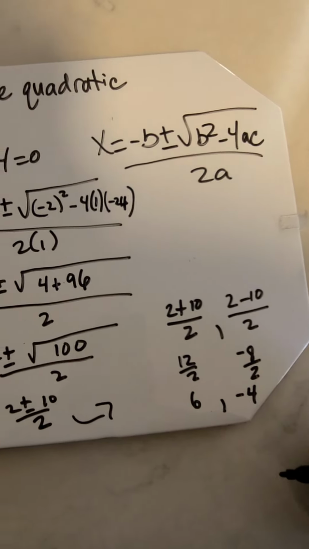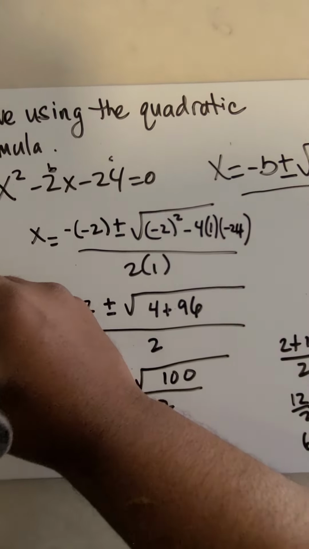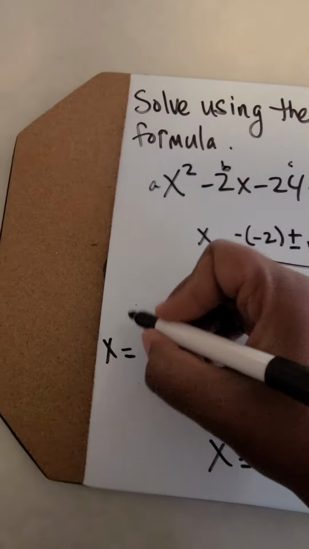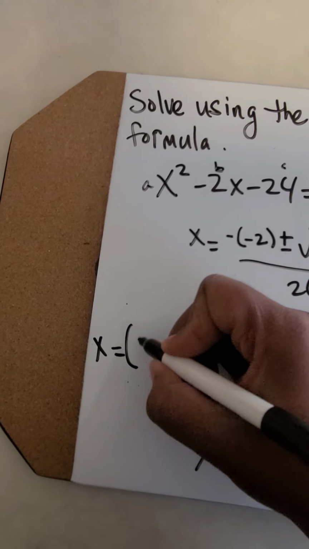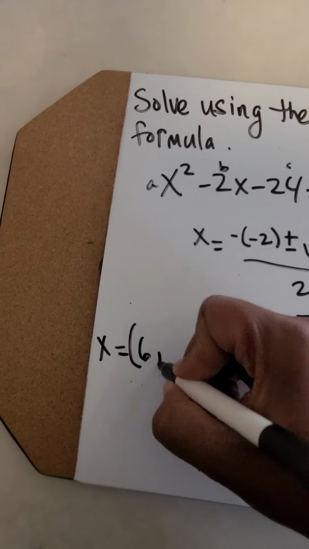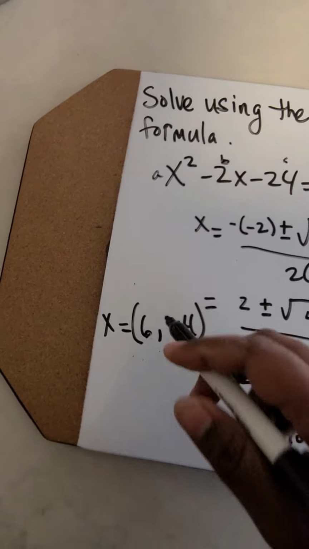So our values for x equals 6 and negative 4. That's your answer.